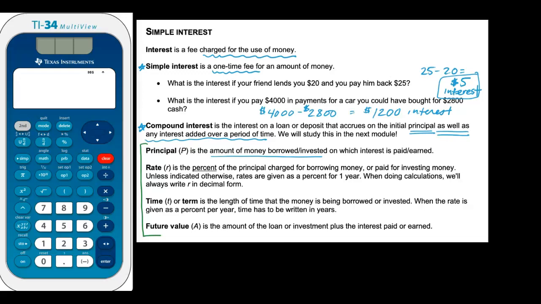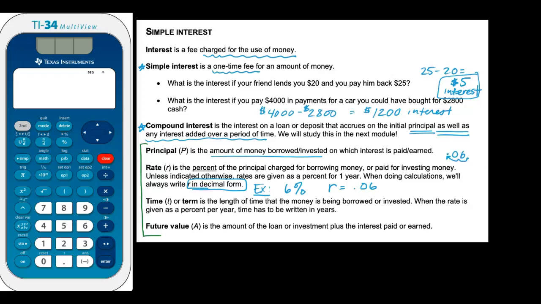Then we have rate, which is always lowercase r. It's the percent of the principal charged for borrowing money, and it's always written in decimal form. That's really important. Say, for example, the interest rate on a loan was 6%. When you're using the simple interest formula, we're going to write r equals 0.06 because that's the decimal equivalent. Remember, with percentages, all you have to do is drop the percent, write the decimal at the end of the number, and move it 2 spots to the left, filling in any placeholder zeros if necessary.